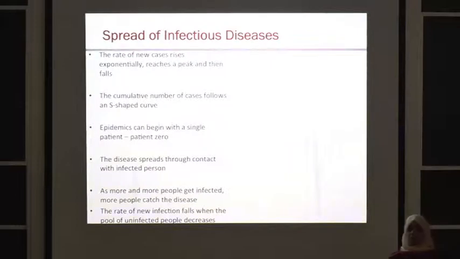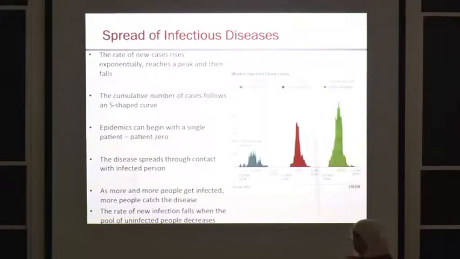So think about plagues, right? They are infectious diseases, and they run through societies with very devastating effects. Or Ebola, right, that broke out in Africa last year, and so on and so forth. And then the rate of the new infection will fall when the pool of uninfected people decreases, right? Because now there's just not enough people left who are healthy. So that is why the rate of new infections is falling, because people who are going to be infected have already become infected, okay?